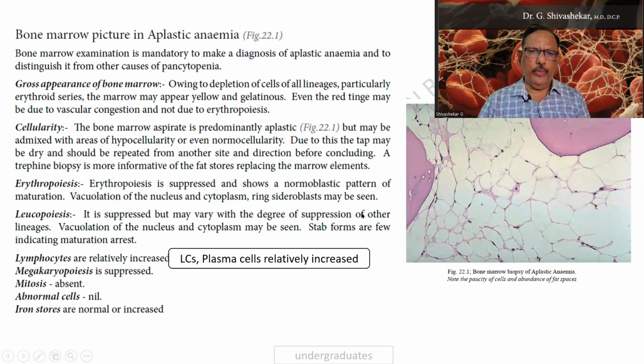Erythropoiesis is suppressed, leukopoiesis is also suppressed. Lymphocytes and plasma cells are relatively increased. They may even be normal or decreased, but they are less so than the WBCs or the neutrophilic series. Mitosis is absent, megakaryopoiesis is also suppressed. Iron stores are almost reduced and abnormal cells are not seen.